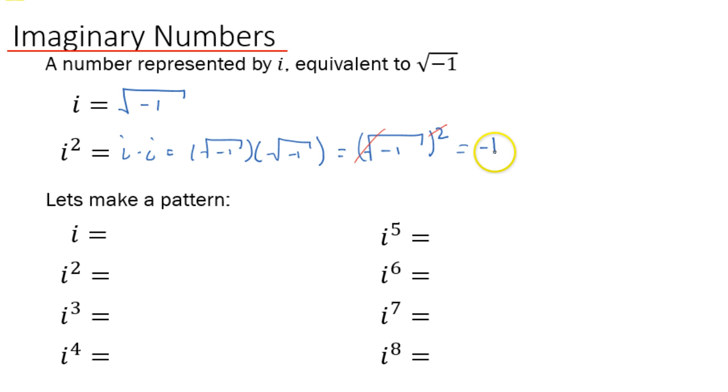So what we are left with is negative 1. What we just showed was an algebraic proof for the value of i squared. i squared is equal to negative 1. So let's go ahead and see if we can define the pattern.